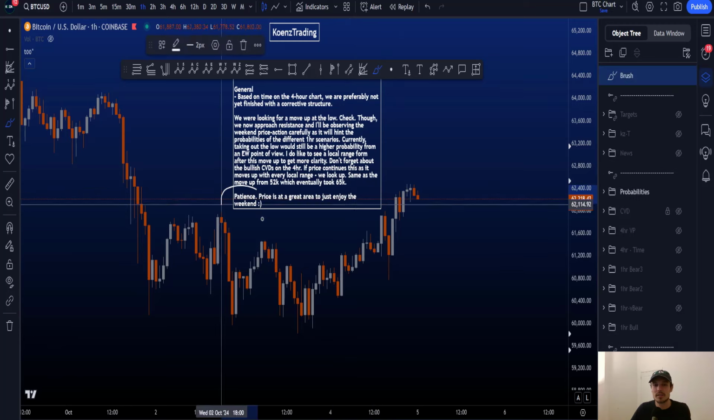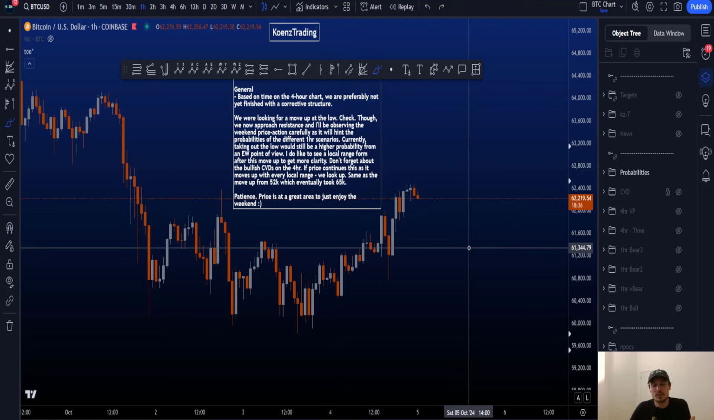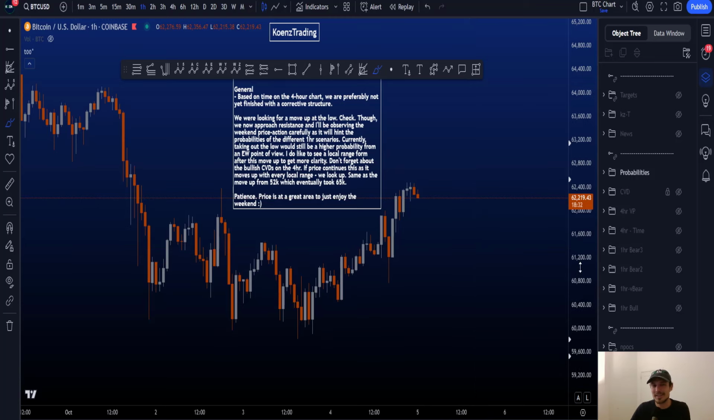All in all, let's have patience, enjoy the weekend. Price is also at a great area to enjoy the weekend. We are at a bit of resistance, so we can just observe price action, see if we form a range, and then take it from there.